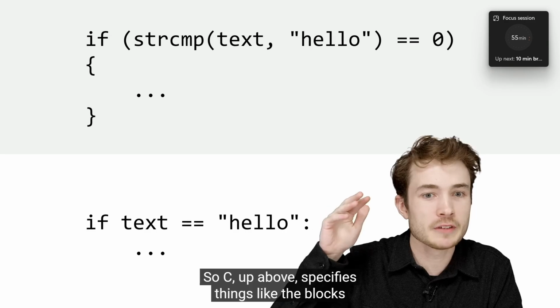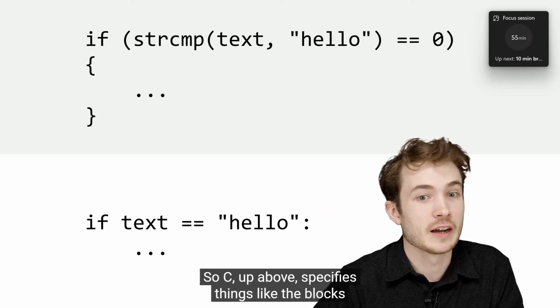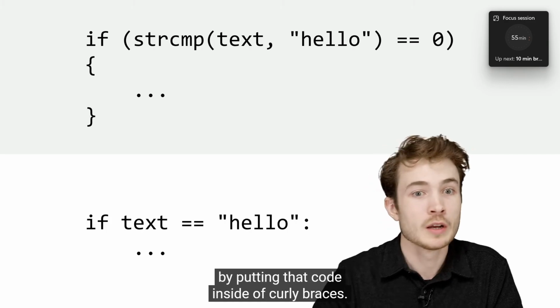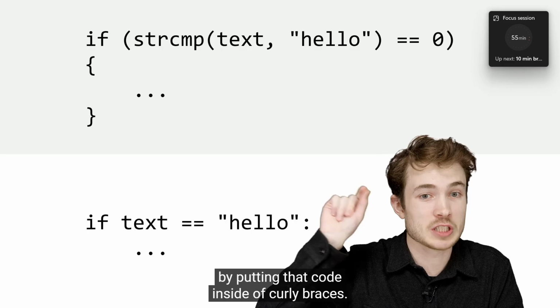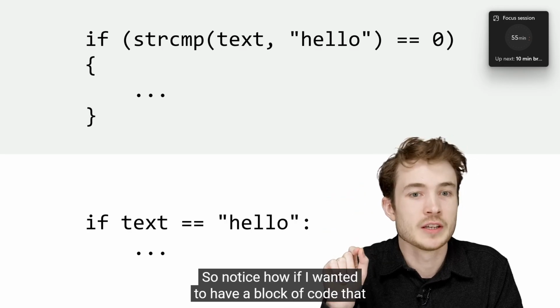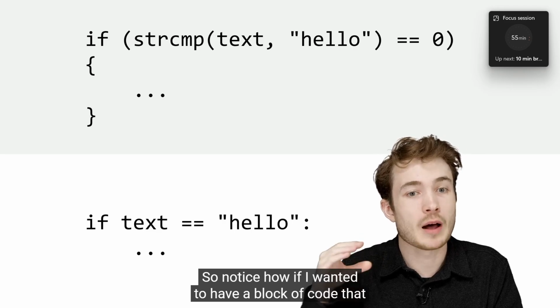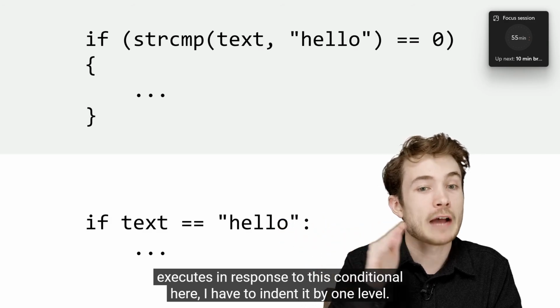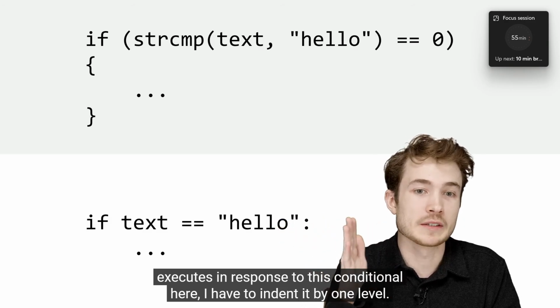So C up above specifies things like the blocks for an if statement or the blocks for a loop by putting that code inside of curly braces. Python, though, focuses on indentation. So notice how if I wanted to have a block of code that executes in response to this conditional here, I have to indent it by one level.